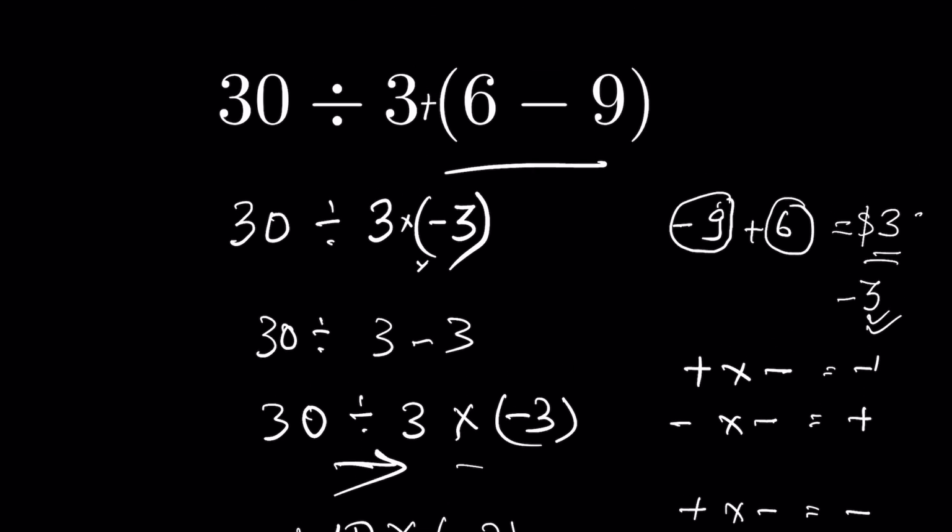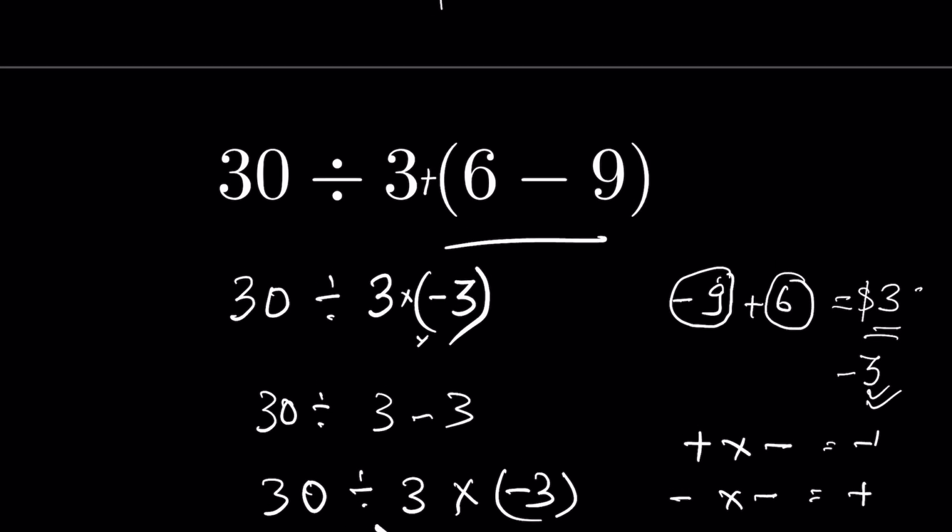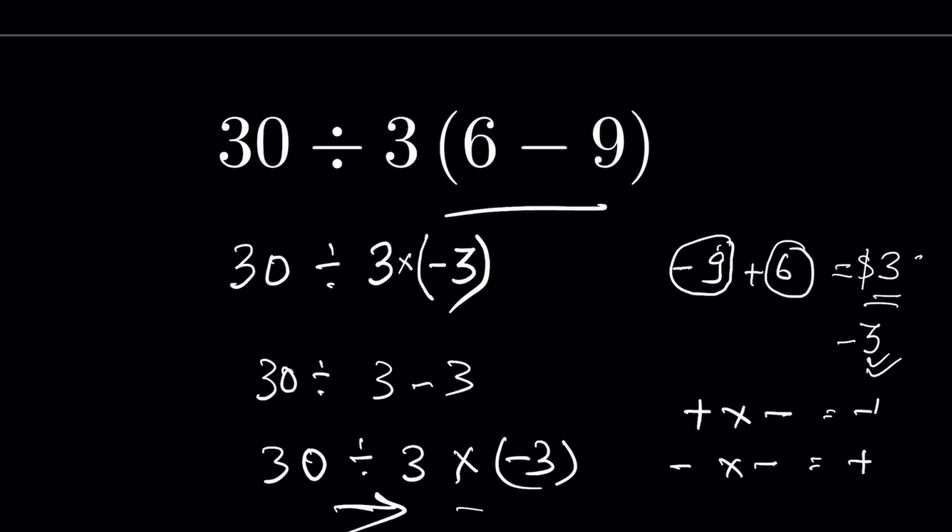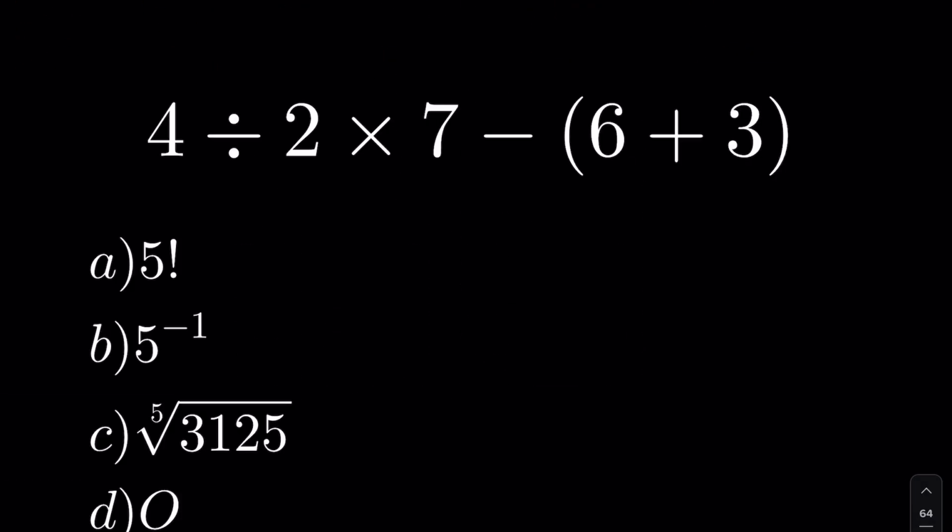So you have to keep in mind that whenever there is no sign before the parentheses, it means multiplication. So the negative sign here does not mean that we will subtract. It is for multiplying with 3. So it will be minus 3 times 3. Now here in this question, we have division and multiplication from left to right, but there is a parenthesis also.